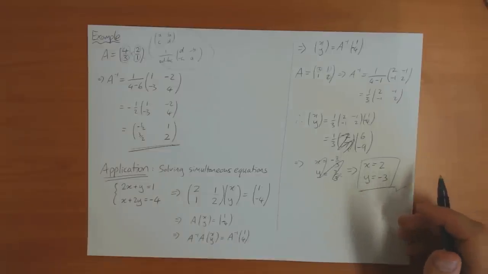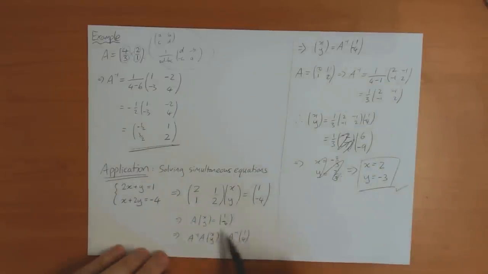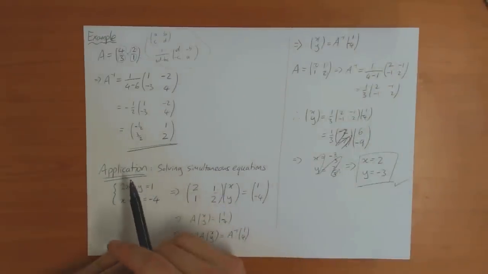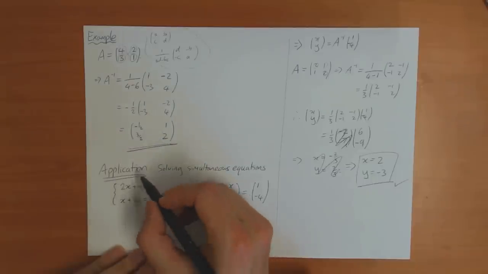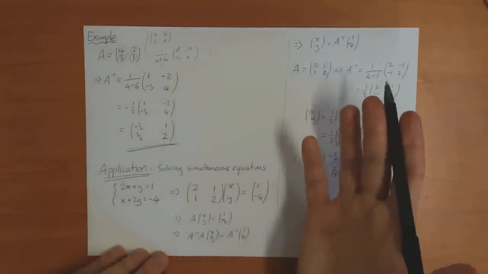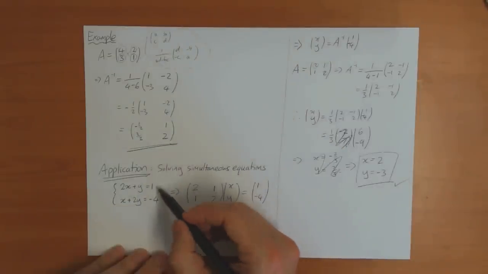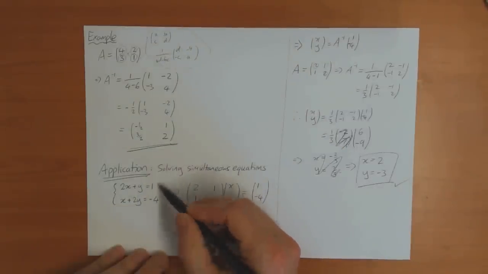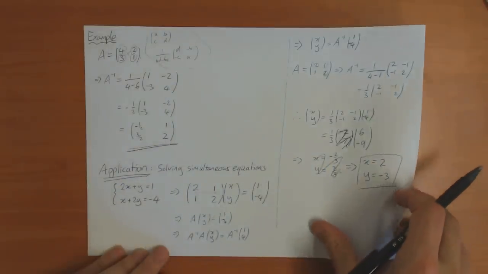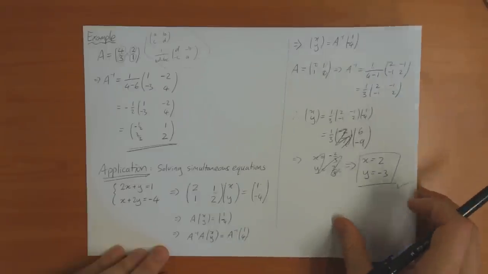Okay, so you may have seen from this example, this is a bit of an overkill. It's not really necessary to use inverse matrices to solve a simultaneous equation like this. But next week, we're going to look at inverse matrices in higher dimensions, and then you can solve simultaneous equations with 3 or 4 or 5 equations, when it does get quite complicated. Right, so that's an application of inverse matrices.